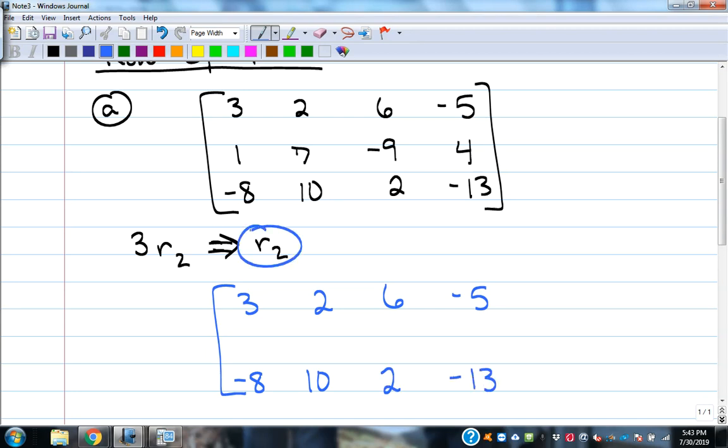Because this right here said row 2 is the only one that's changing, anybody but row 2. And we're going to change row 2 by doing this operation. We're going to say 3 times whatever's there. So 3 times 1 is 3. 3 times 7, 21. 3 times -9, -27. 3 times 4, 12.